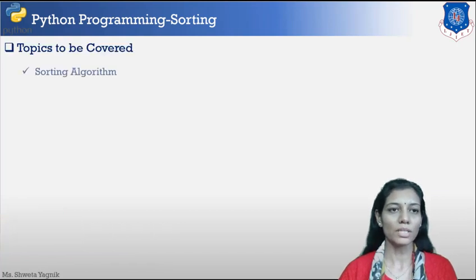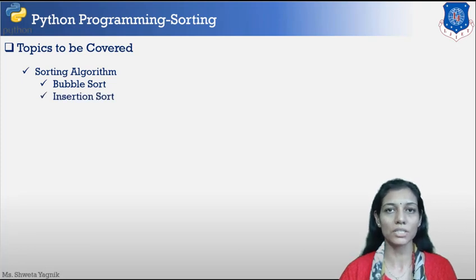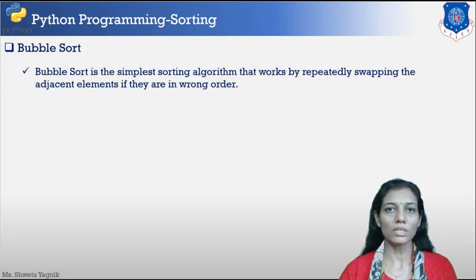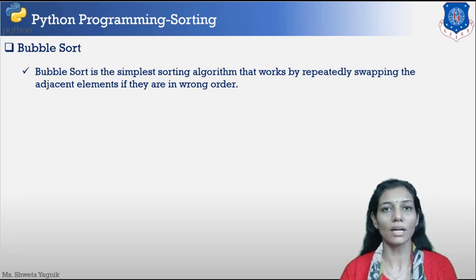So the topics to be covered today are first bubble sort, then we are going to see insertion sort, and lastly we will see the selection sort. So the first sorting technique that we are going to see is bubble sort. Bubble sort is the simplest sorting algorithm, which works based on adjacent element comparison, and if they are out of order then we'll swap them. So we'll see the implementation and we'll understand the sorting technique.